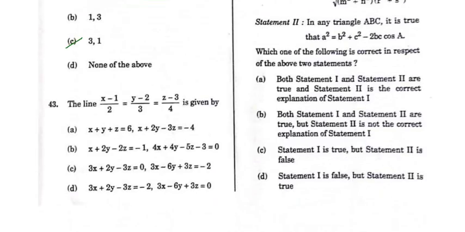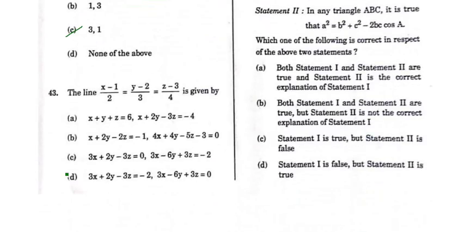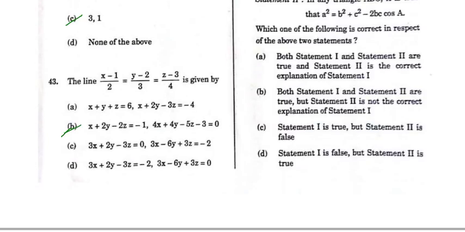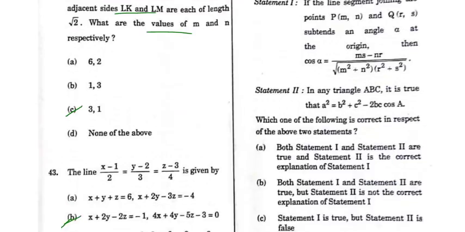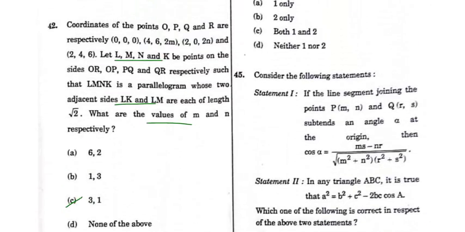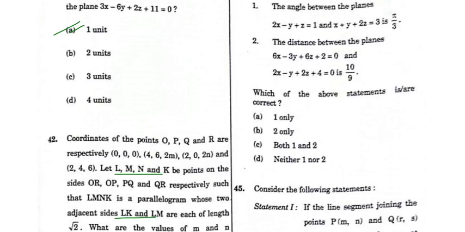43rd का देखें, the line x minus 1 equal to y minus 2 equal to z minus 3 upon 4 is given y. So solve this question and you will get the right answer, and right answer is B, x plus 2y minus 2z equal to minus 1 and 4x plus 4y minus 5z equal to minus 3 equal to 0. So 43 का right answer B है. Put the value and you will get the results. Okay, you will match it. Next question is 44th one.